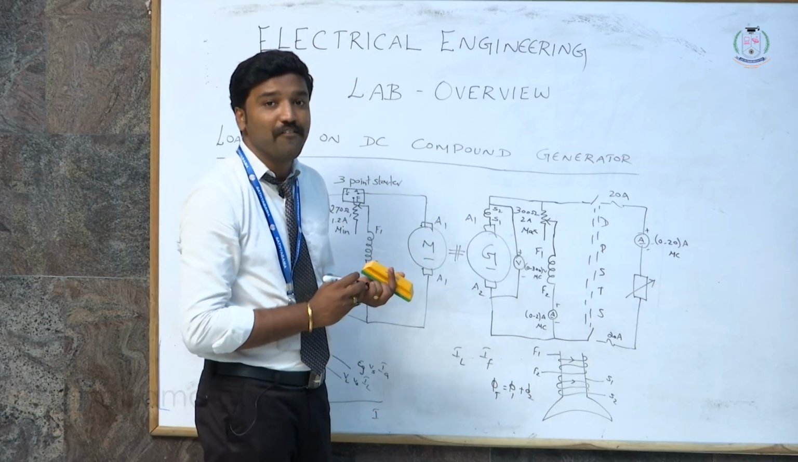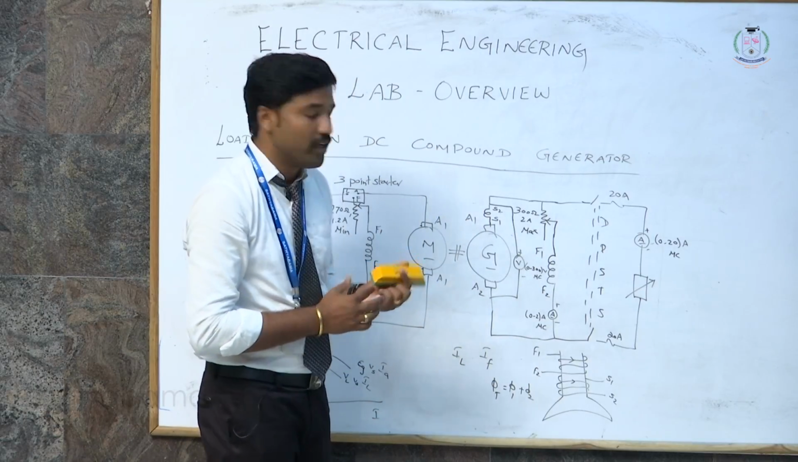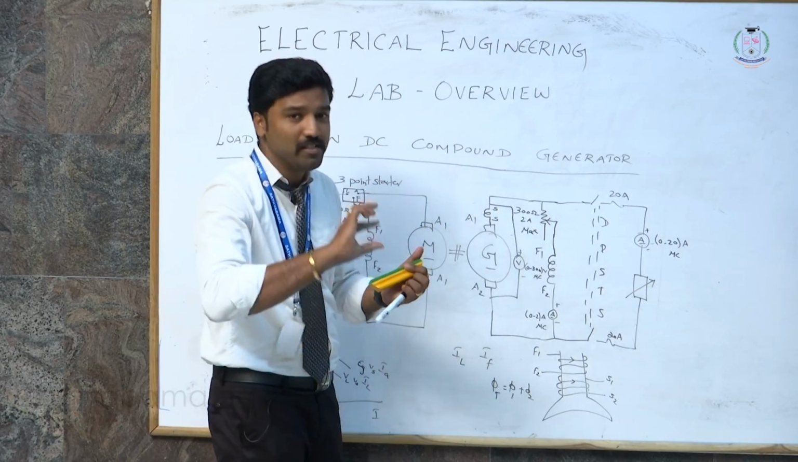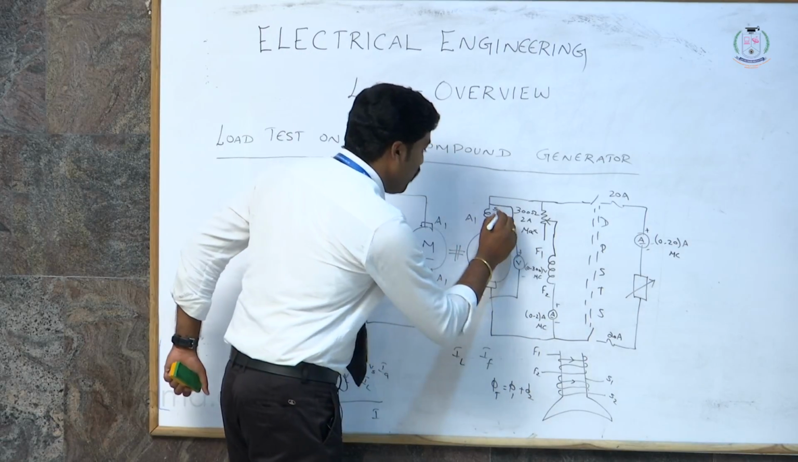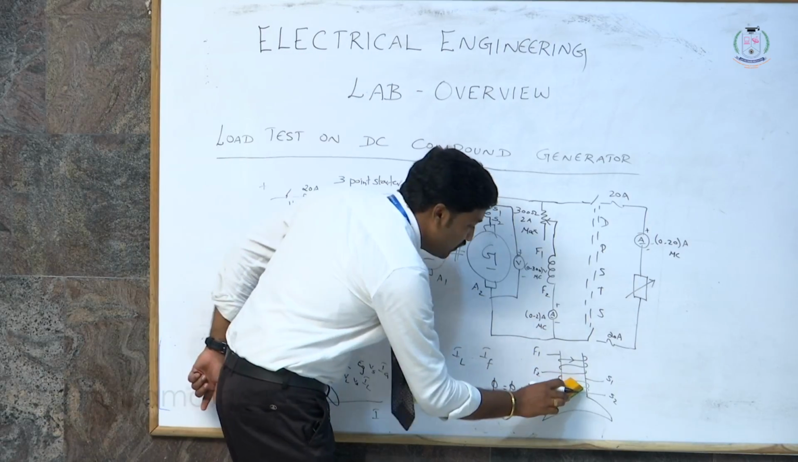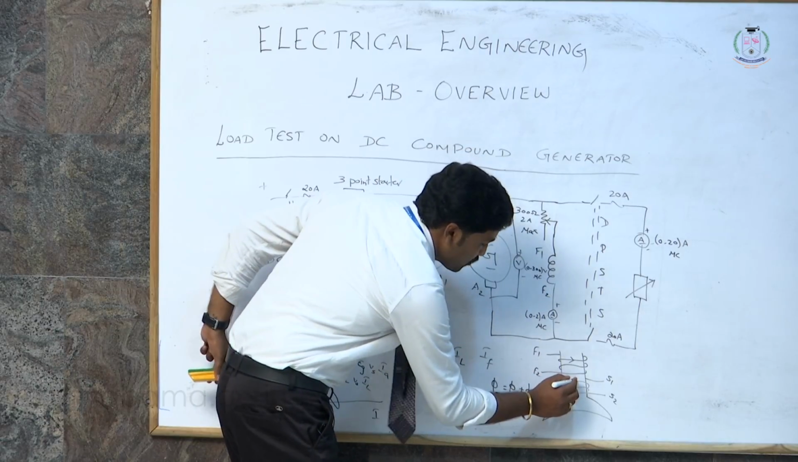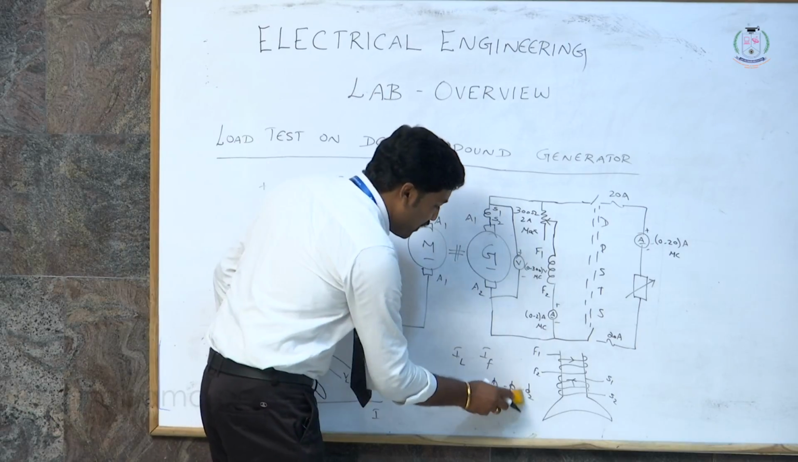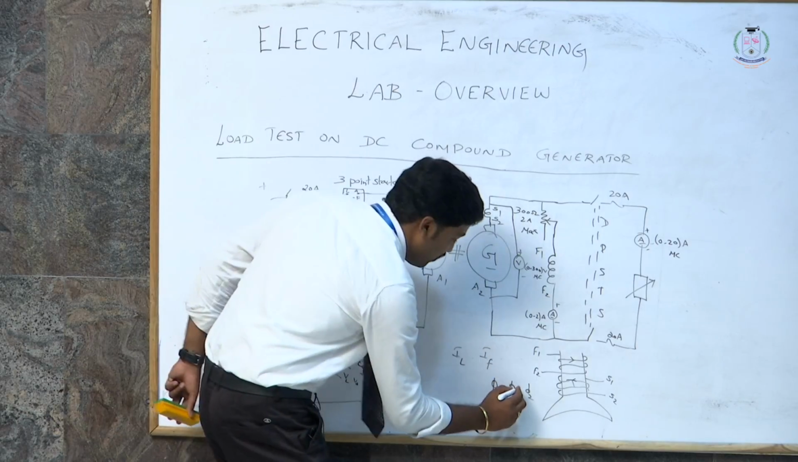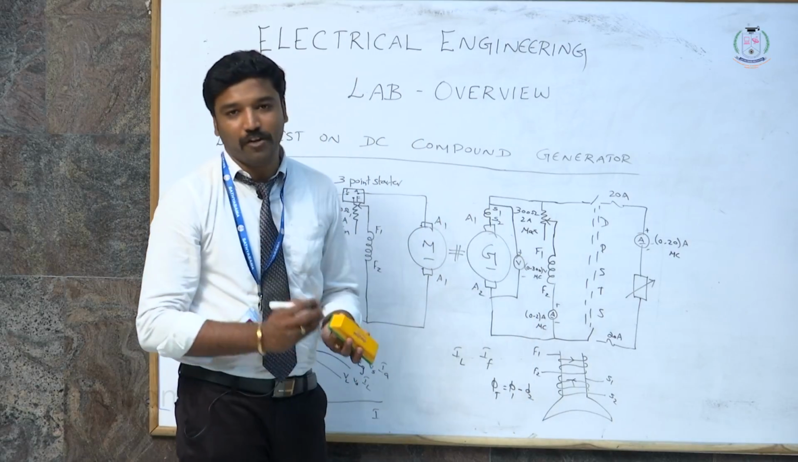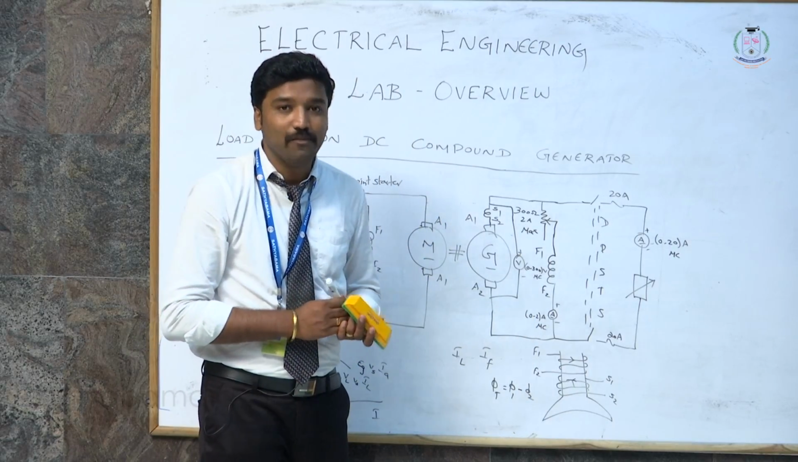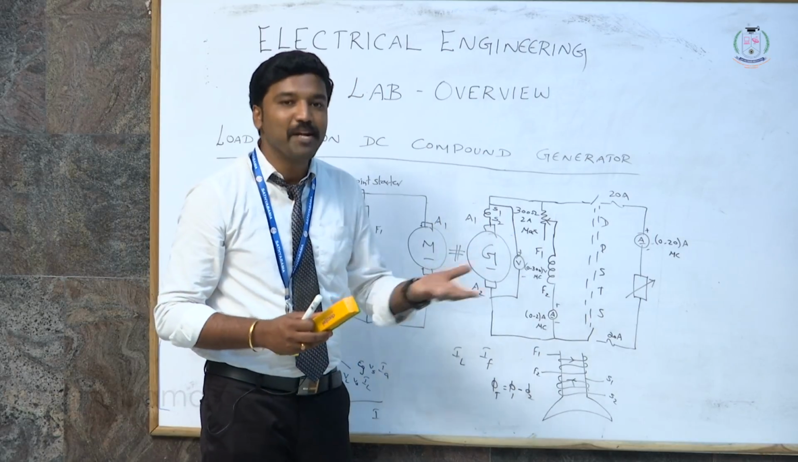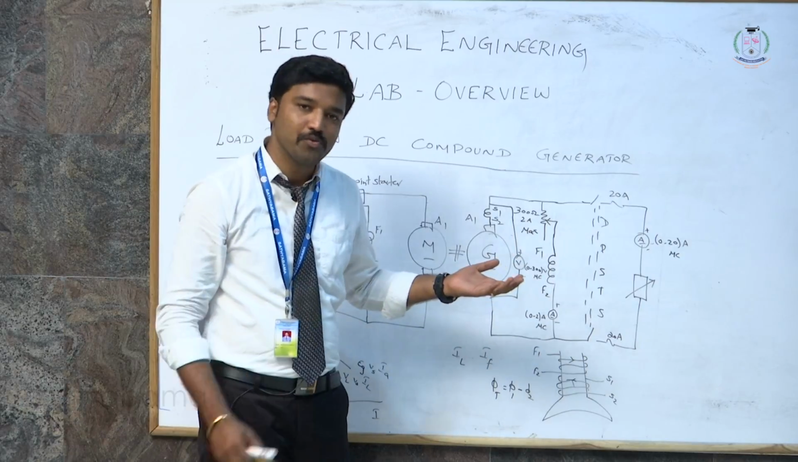On the other hand, for a differentially compounded generator, I just interchange S1 and S2. That means I reverse it, S2 and S1. Obviously the current flowing in the S1 S2 coil will be reversed. By reversing that, the summation of flux in the previous case is converted to the difference of flux. That is the reason the generation of your compound generator varies. By means of the variable connection, the generation should also vary.